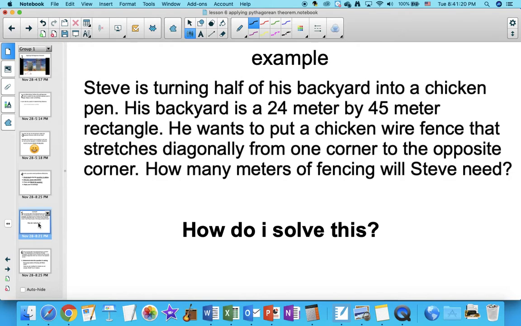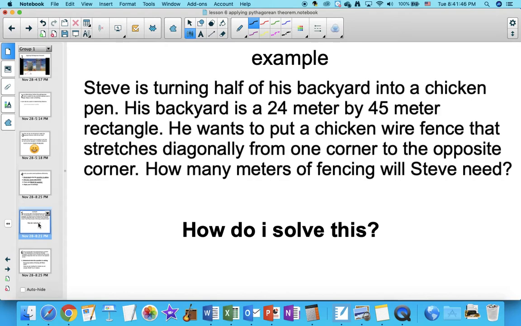Steve is turning half of his backyard into a chicken pen. His backyard is a 24 meter by 45 meter rectangle. He wants to put a chicken wire fence that stretches diagonally from one corner to the opposite corner. How many meters of fencing will Steve need? So how do I solve this question? There's a lot of words in here.